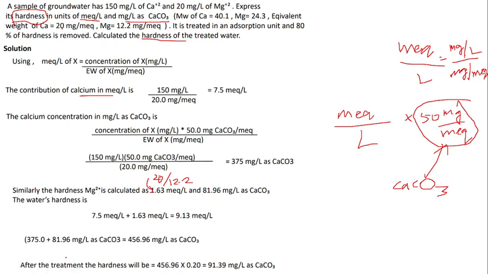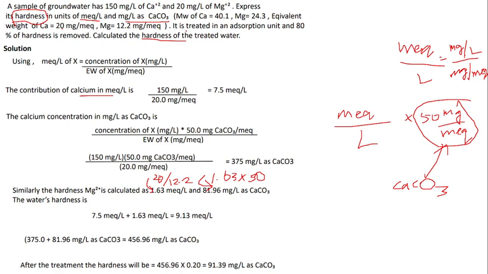Now you know it is 7.5 milli equivalent per liter for calcium. So just multiply 7.5 into 50. We will obtain 375 mg calcium carbonate per liter. And then we multiply the 1.63 milli equivalent per liter by 50. So we will obtain 81.96 mg of calcium carbonate per liter. So the second part is also over now.